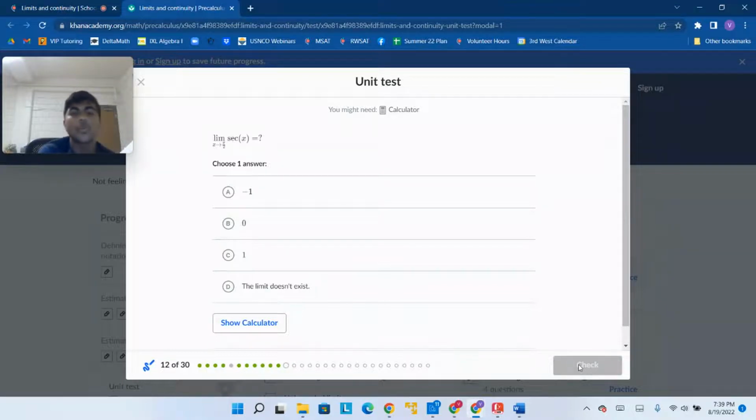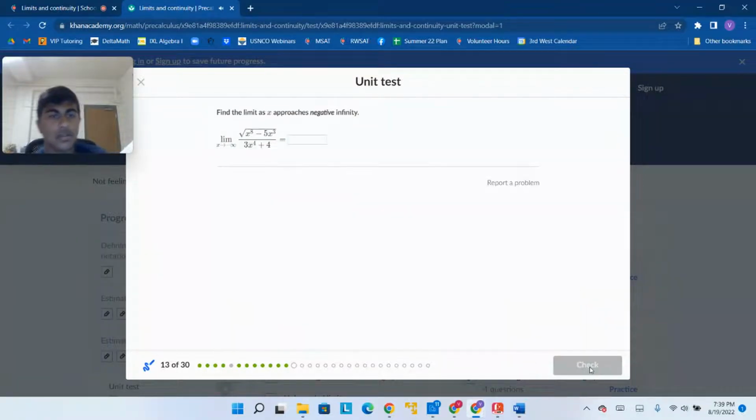Okay. So as we approach from the negative side, from what's less than pi over 2, the cosine is positive and really small. So secant is positive and really big. And if you approach from the positive side, bigger than pi over 2, then cosine is small and negative. So secant is big and negative. So on one side, secant is big and positive, and on the other side it's big and negative. So it's not going to exist because it's on the opposite side of the spectrum. So the limit doesn't exist.